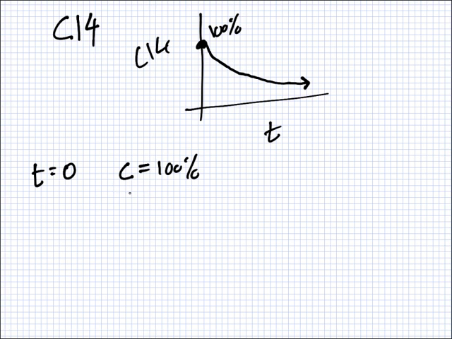Good man. You knew it just like that, huh? Right, so after 5,730 years, the carbon will be at 50%. Okay? So you can see it takes a very long time for the carbon to decay. It takes nearly 6,000 years to lose half the carbon-14 in the dead organism.